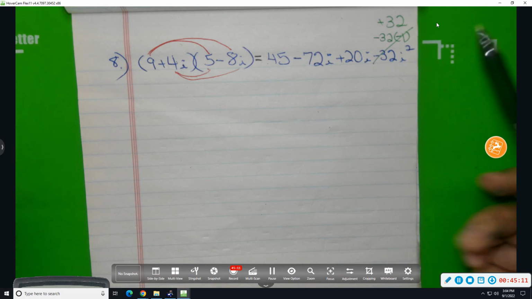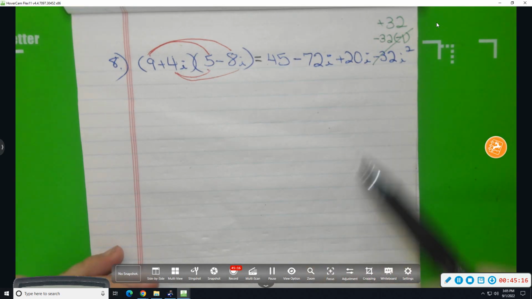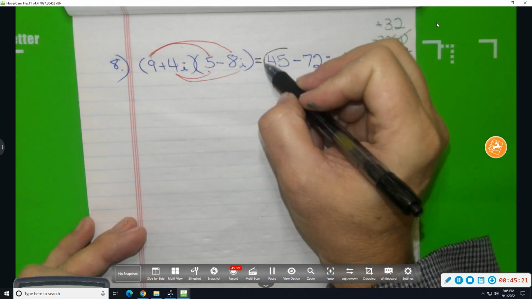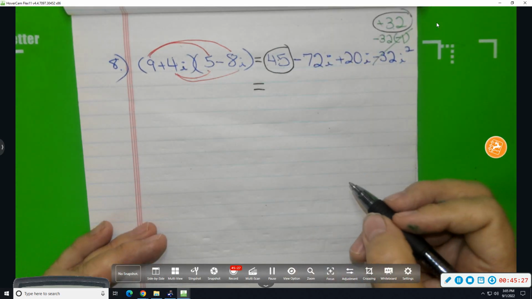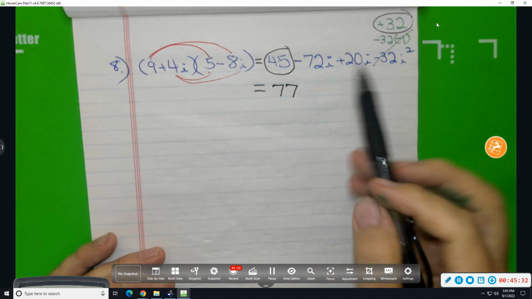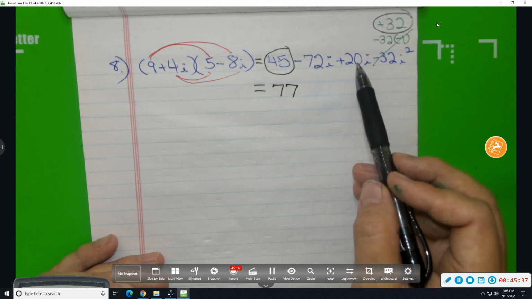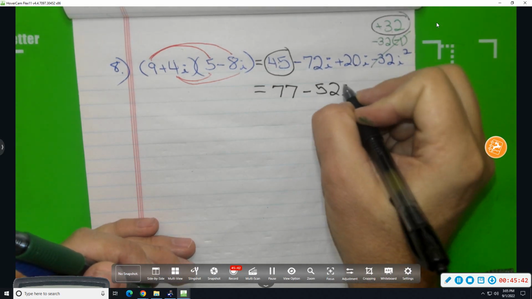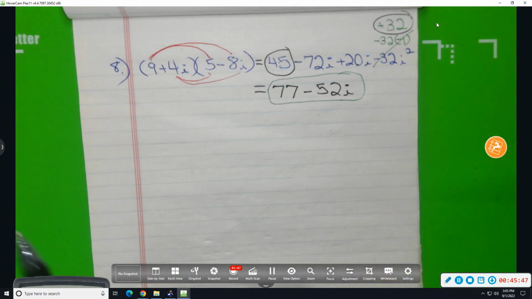Now it's a matter of combining like terms. What can I combine the 45 with? The 45 plus 32, the real numbers here and there. That's going to give me 77. And then we can combine the i's. Negative 72i plus 20i gives me negative 52i, for my final answer. Now don't subtract 77 minus 52.